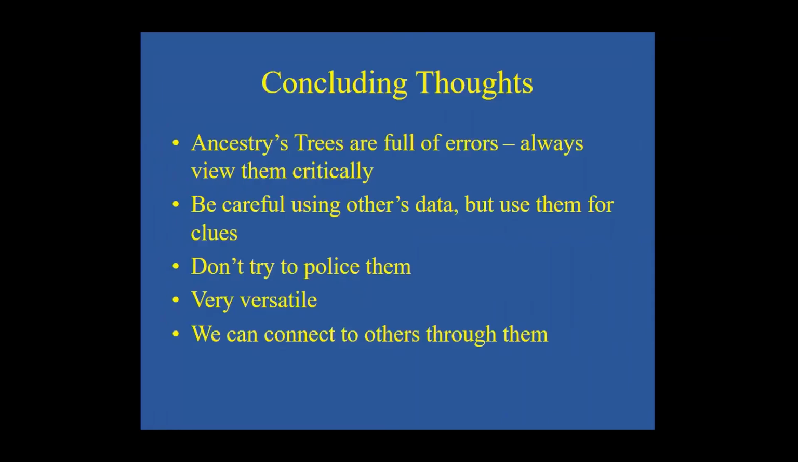So here are some concluding thoughts. Ancestry's trees are full of errors. Treat them critically. Treat them as the tool that they are, a valuable tool for clues, but not written in stone. Be careful using others' data. Use them for every clue you can drain out of them, but know that they can be error prone. Don't try to police them, because there's no way you're going to correct a problem once it gets out there. It's going to spread, and there's no way to correct it.